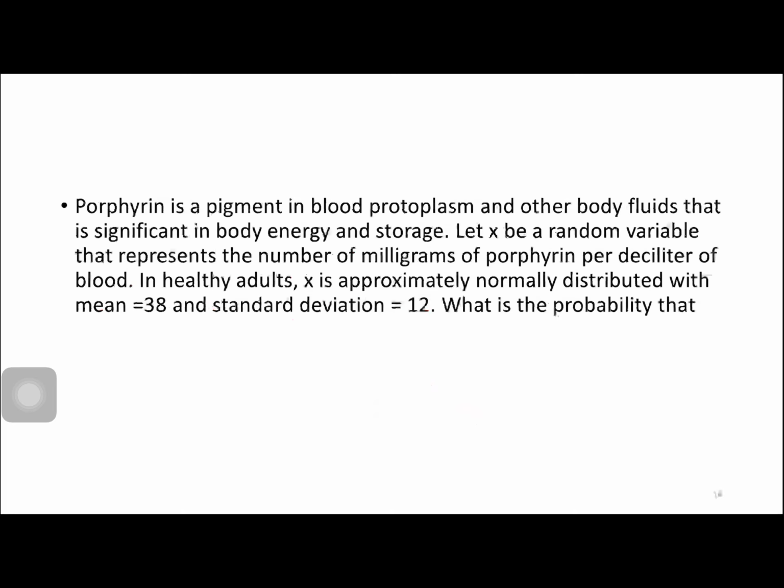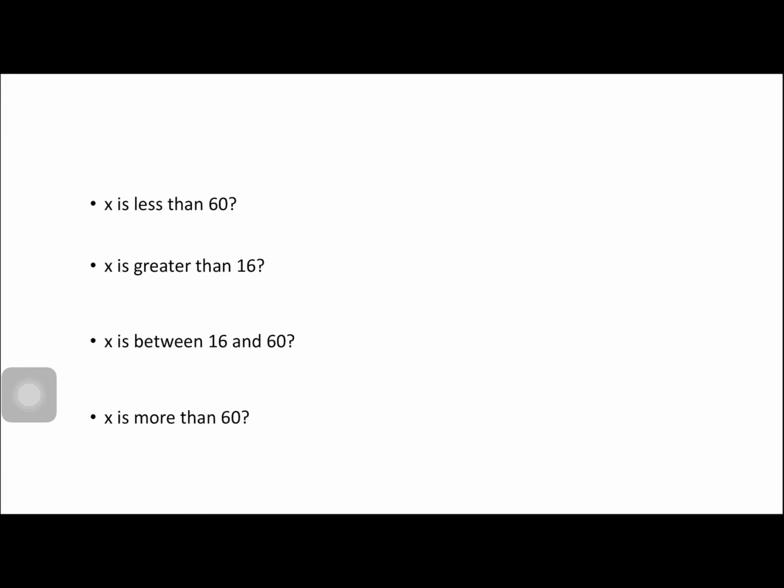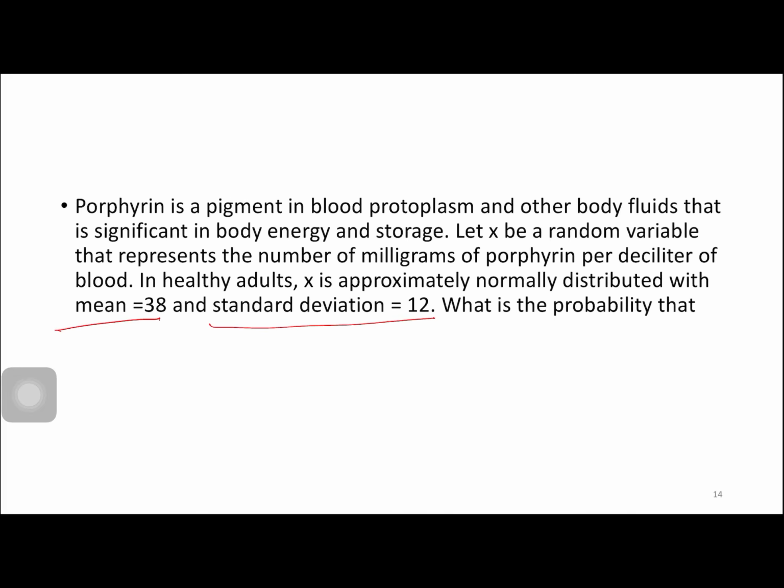Okay, another example. Porphyrin is a pigment in blood protoplasm and other body fluids that is significant in body energy and storage. Let X be a random variable that represents the number of milligrams of porphyrin per deciliter of blood. So in healthy adults, X is approximately normally distributed with mean of 38 and standard deviation of 12. Okay, so what is the probability that X is less than 60?